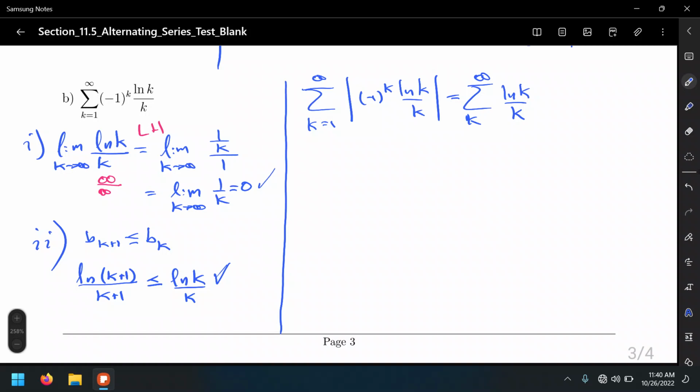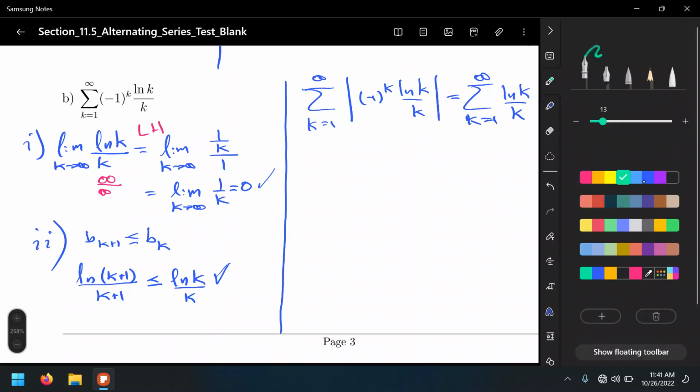Well, not a geometric series, not a direct p series, but we could use a p series actually to compare with this series. So we can compare with the sum from k equals 1 to infinity of 1 over k. And this series, which is a simpler series, is a divergent p series.